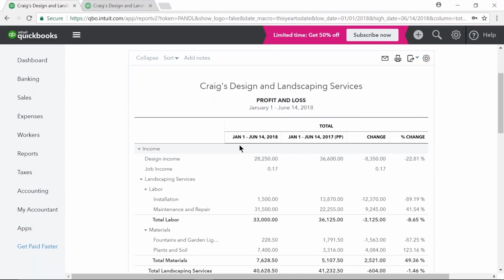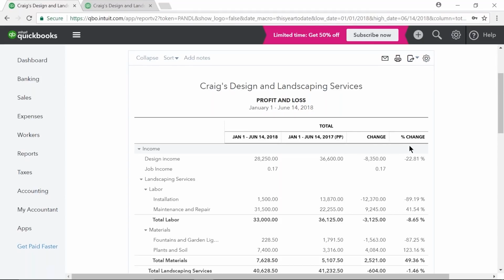Now we see January 1st to June 14th, 2018, and next to it, January 1st to June 14th, 2017. We also see the dollar change and the percentage change for all of those numbers. Very helpful to see how you're doing over a period of time. But there's also an option, especially helpful if you're in a seasonal business, to see how well you did over the course of time this year compared to last year.